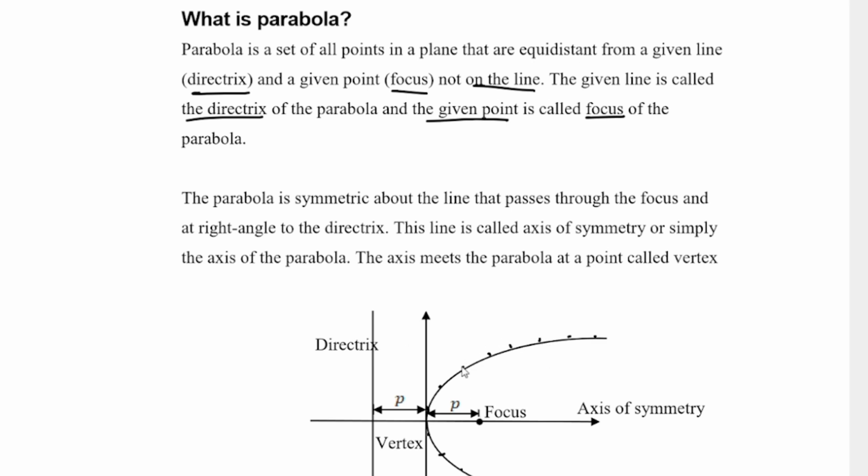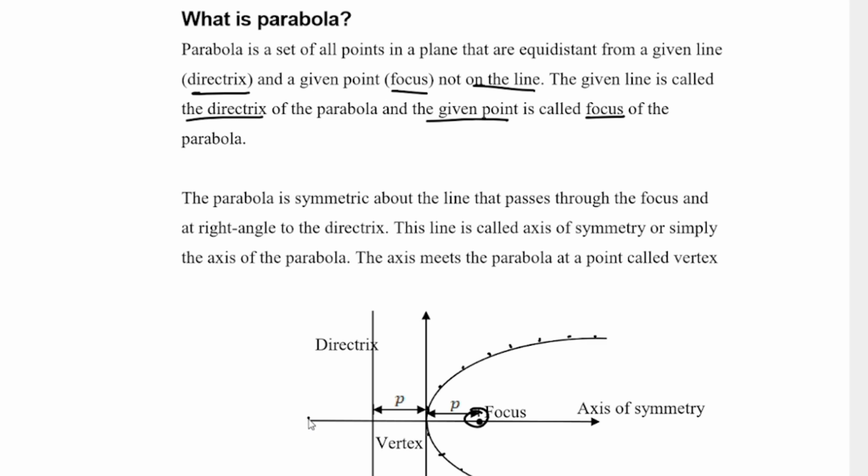Alright. So the definition continues to say that the given line is called the directrix of the parabola, and the given point is called the focus, and that point is not on the directrix. So that is one thing we should take notice of. The given point is called the focus, but that focus here is not on the directrix. Now we are also saying that the parabola is symmetric about the line that passes through the focus.